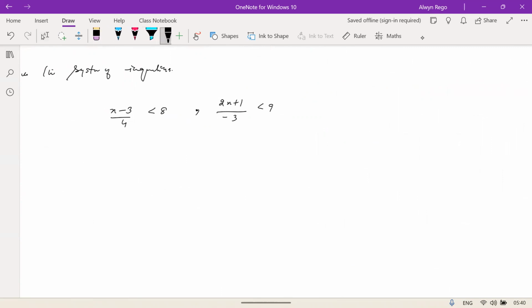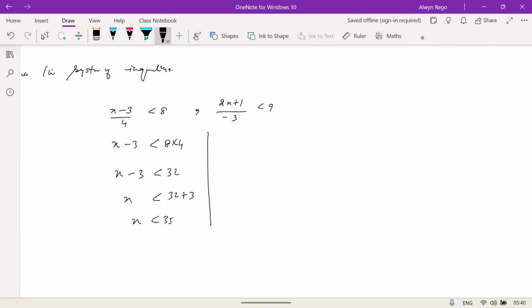So I'll go to the first one here. You'll find that x minus 3 is less than 8 times 4. Therefore, x minus 3 is less than 32. Therefore, x is less than 32 plus 3. Therefore, x is less than 35.